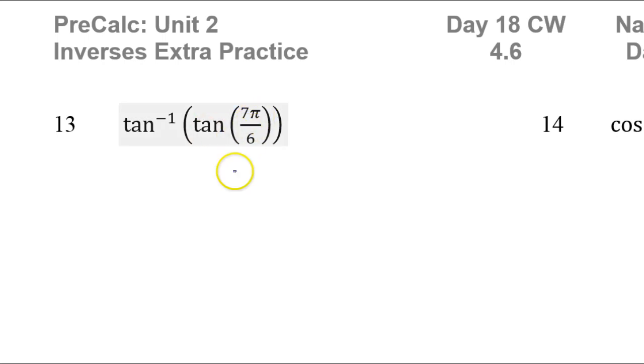Well, the reference angle here is pi over 6. So we've memorized the tangent of pi over 6 is 1 over radical 3, also known as radical 3 over 3. So the only question is this, does this need a negative in front of it?